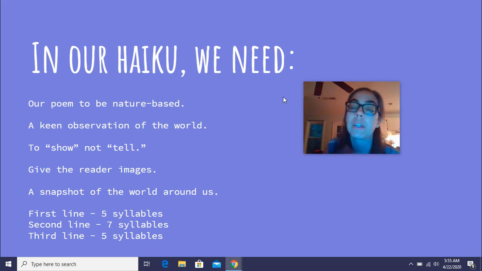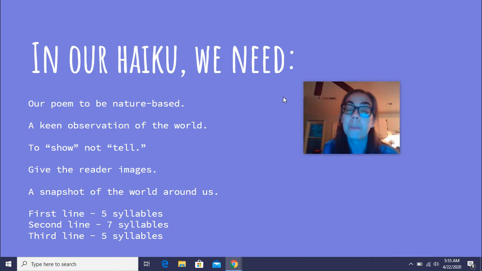Like we don't need the laundry list of things. We don't need you telling us every step of the way. We need you showing us with something potent, some kind of strong way of communicating. And then it's going to be a snapshot of the world.